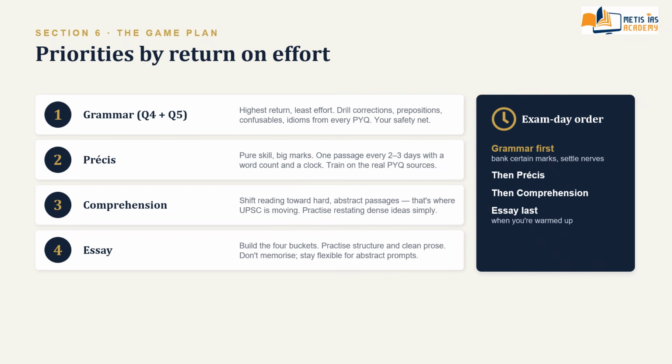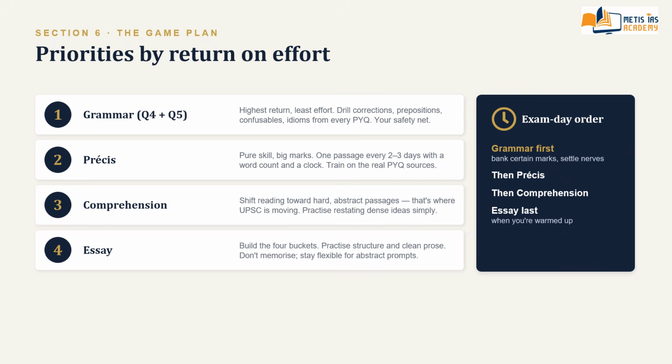You have to drill correction, transformation, prepositions, confusable pairs, and idioms from every PYQ 2014 to 2025. These literally recycle. This is your safety net. That is priority number one. Then what is priority number two? Précis. This is a pure skill. Big marks within reach. You have to learn the method.